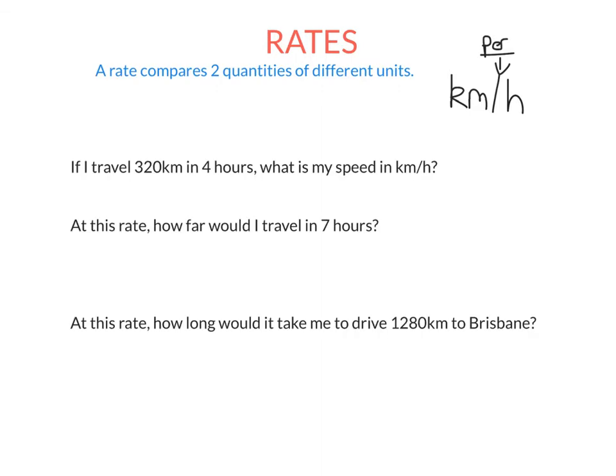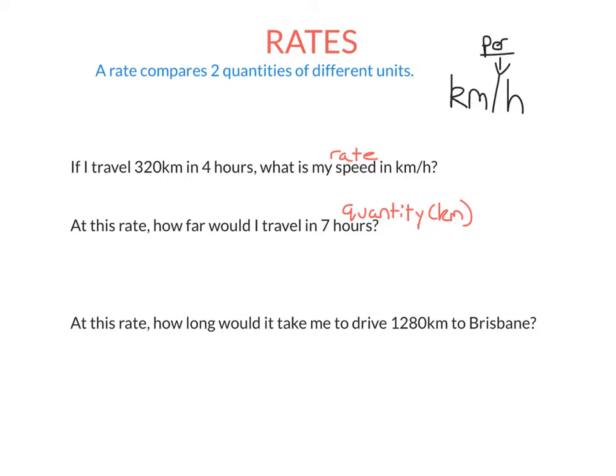They're all related to the same thing. So let's say I travel 320 kilometers in 4 hours. First, I'm going to calculate my speed in kilometers per hour. So in the first question, I'm calculating a rate, which you need to know how to do. Now in the second question, it asks us how far would I travel in 7 hours. So here I'm calculating a quantity. And the quantity I'm calculating is the number of kilometers, or the distance.